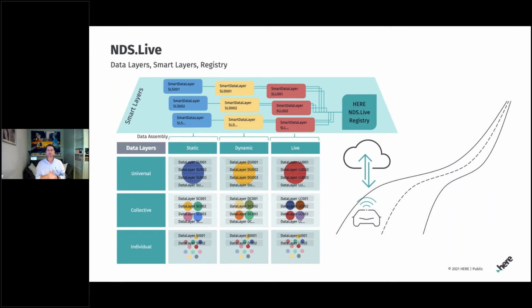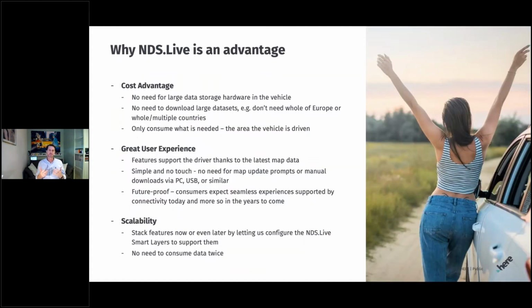With NDS Live, we can manage and pre-publish these data layers and then group them up and configure them as a smart layer as per the OEM's needs. And then if at a later stage, the OEM needs a different configuration to enable an additional feature or react to market needs, it's easy for us and for anyone else really using NDS Live to reconfigure or configure an additional smart layer, pulling from the same pool of data. This is a key advantage of NDS Live, and it's not possible with a static, non-modular data spec like NDS Classic.